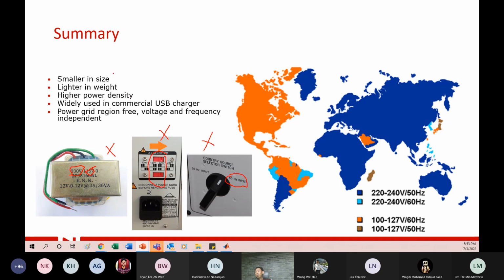Smaller in size, lighter in weight, higher power density, and you can bring it around the world, widely used commercially. You can see these are the world map. In the old days, if you bought something from Japan, you cannot use it in Malaysia, because the voltage is different, the frequency is different. Nowadays, we no longer have this problem because of power electronics. When you have all this DC-DC converter in place, we basically solve all these problems.